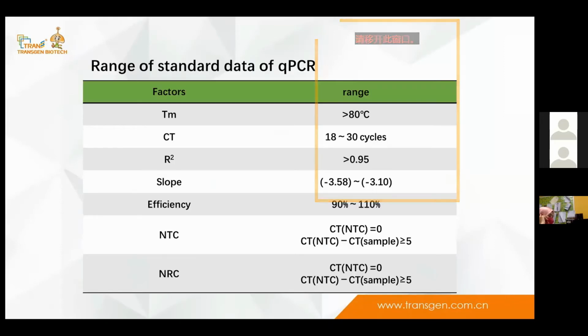So we have a box here showing the range of the standard data from qPCR. We have to focus on the Tm value, CT value, regression coefficient value, slope efficiency, NTC, and NRC. So there's a range here. We can say that if all the factors are in this range, the result is very reliable.